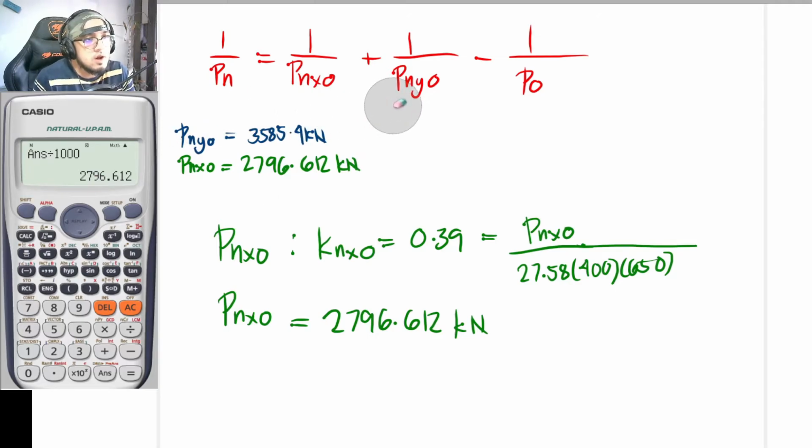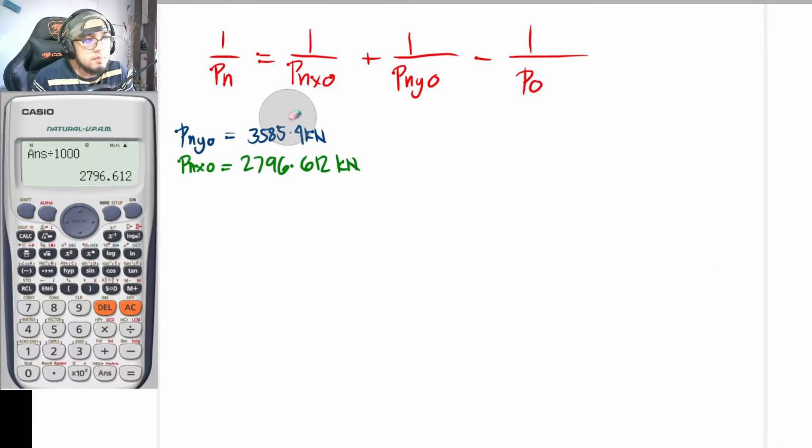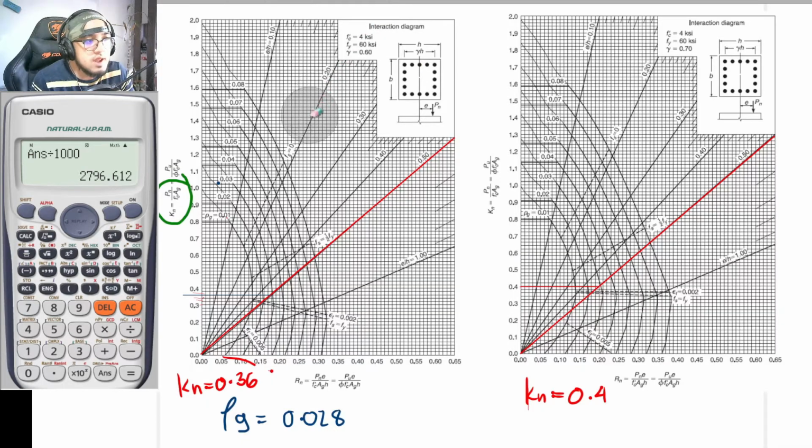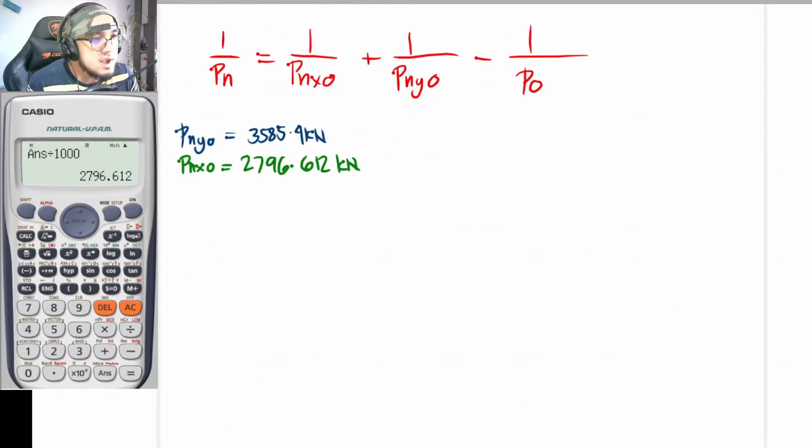Okay. So, ngayon meron na tayong PNXO, meron na din tayong PNYO, but what about for PO? So, for your PO, you can either use the interaction diagram, pero yung sa interaction diagram natin, ang kukunin nyo, E over H is equal to 0 kasi nga dapat concentric, dapat walang eccentricity. So, kunin nyo yung value na to, kung saan man yung rho g. So, I think banda rito siya. Pero better yet, since napakadali namang mag-solve ng PO, isolve na lang natin yung PO using analytical method or yung formula.